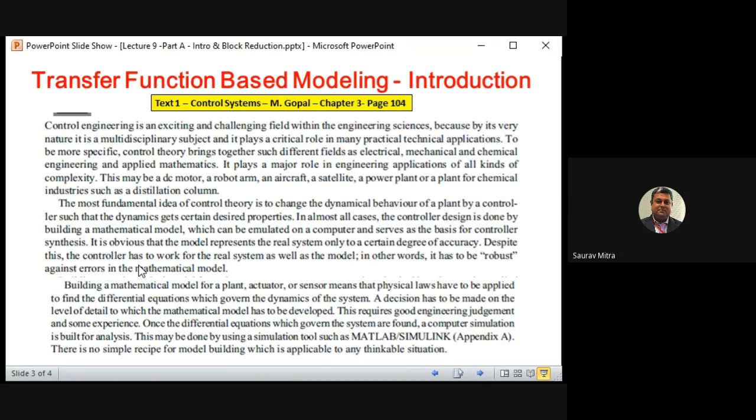Okay, so in almost all cases the controller design is done by building a mathematical model. First we try to find out what the input output relationship is. We do that by a mathematical model, and the easiest mathematical model is the transfer function based model. This mathematical model can be emulated on a computer and serves as the basis for controller synthesis. If we know the process well, the whole plant, the input output relationship of the plant, then only it is possible to control the parameter.